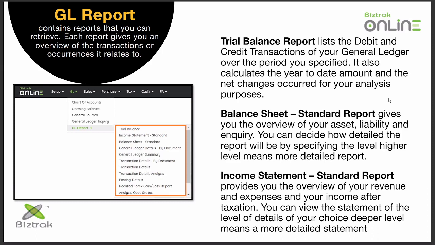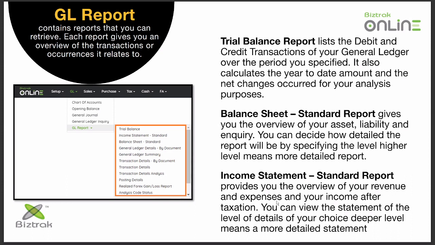Let's say if you want to see all the account codes that you have created in the system, you can select the highest level, which has 9 levels. So you can choose number 9 to see all the account codes that have been created in the system. And the income statement provides you an overview of the revenue, expenses, and your income after taxation. You can view the statements and details of your choice; a deeper level means a more detailed statement. The same goes for the balance sheet. For the income statement, you can also specify how many levels you want to see on the report. For example, if you want to see all account codes that have been created in the system, you can select the highest level, which is number 9.